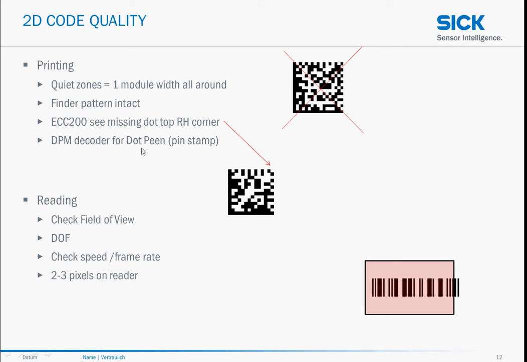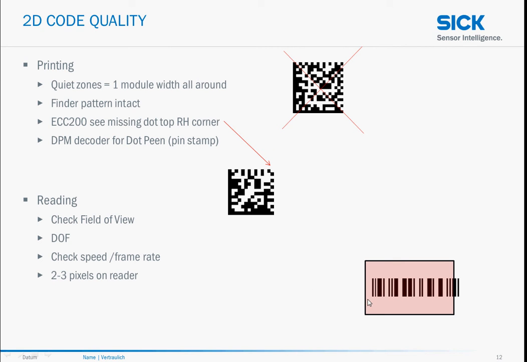One other point, the DPM decoder is actually designed more for dot peen, or what we call pin stamp. So if you're laser marking a code, then the marks are going to be square dots rather than round dots. Then you'll find the Lector Pros just as good at reading these.